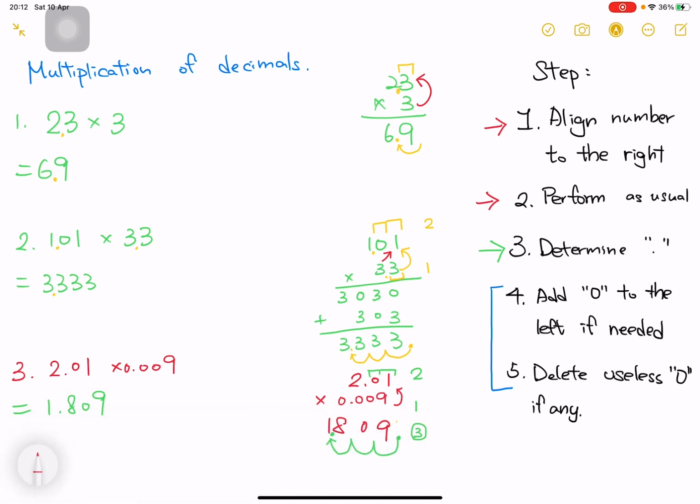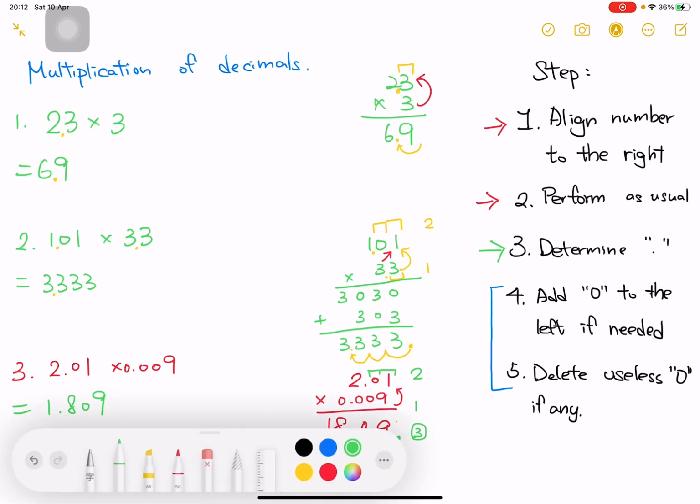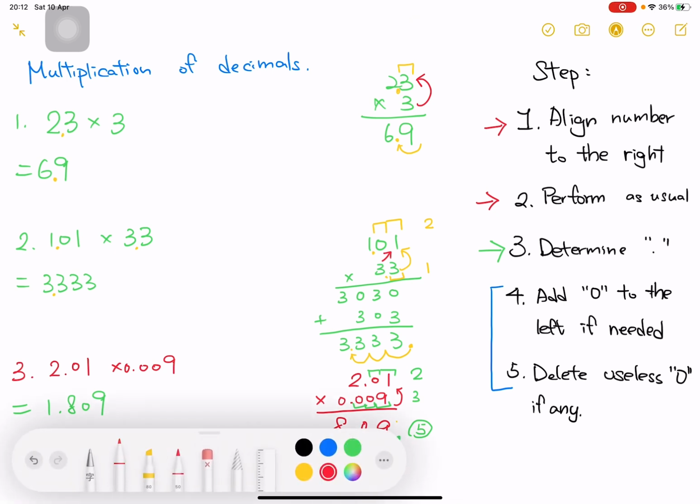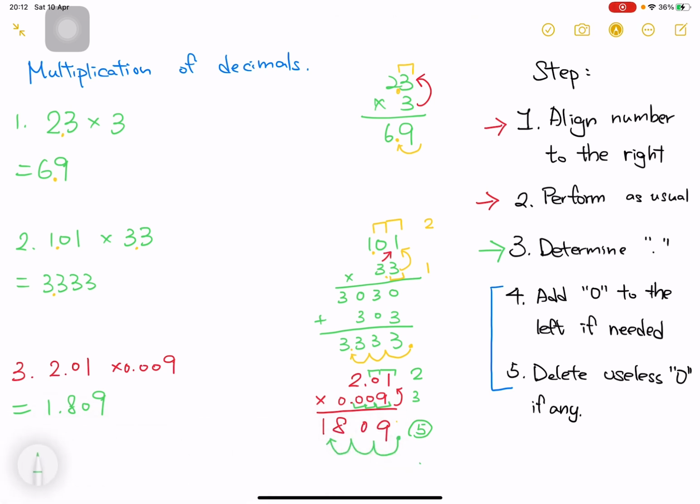After that, I find that above you have 2 decimal places, and below you have 3 decimal places. So altogether it's not 3 now, it's 5 decimal places. So I have to move my decimal point 5 times, which is 1, 2, 3, and I need to add 2 more, 4, 5.